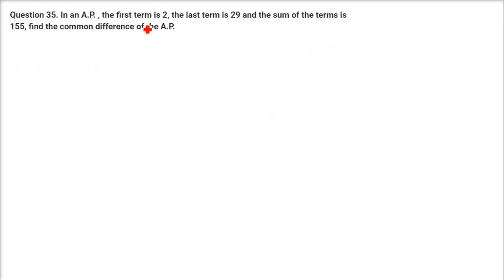In an AP, the first term is 2, so A is given as 2. The last term is 29, that is L, or the nth term, is given as 29. And the sum of the terms is 155. So Sn, that is n by 2.